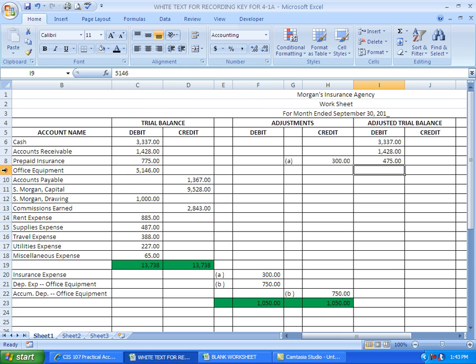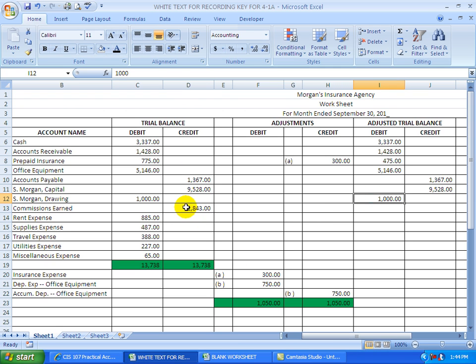Office equipment has a debit balance. It has not been adjusted here, so it just comes over. Same thing. Accounts payable is here, no adjustment, so it's brought over as a credit. Capital has not been adjusted, it's brought over as a credit. Drawing has not been adjusted, it gets brought over as a debit.